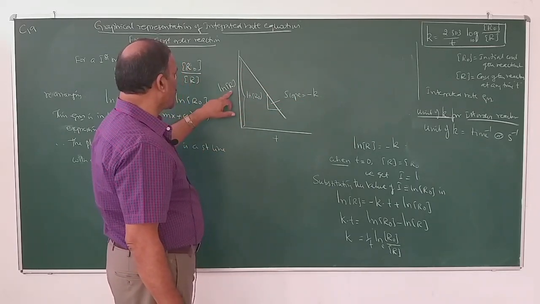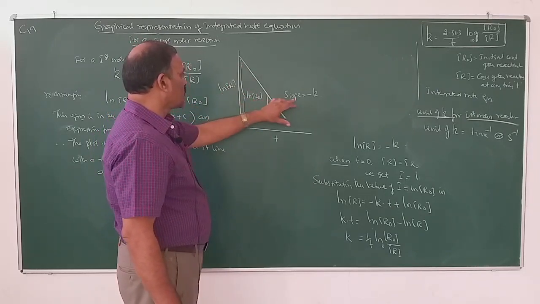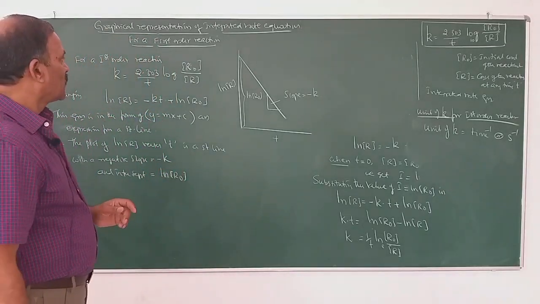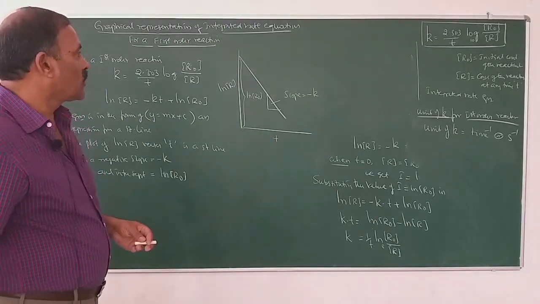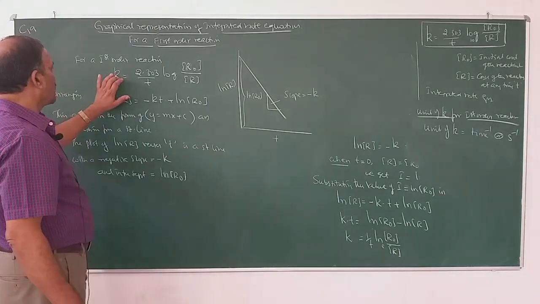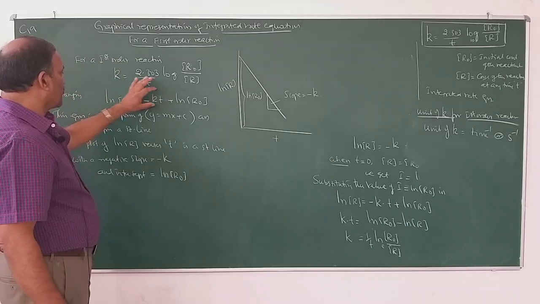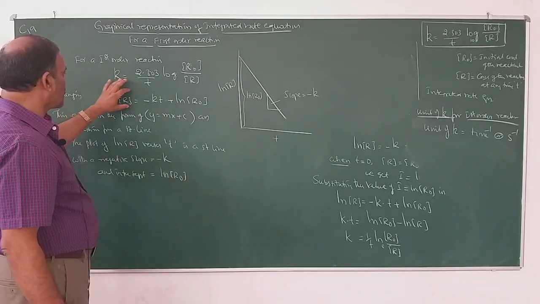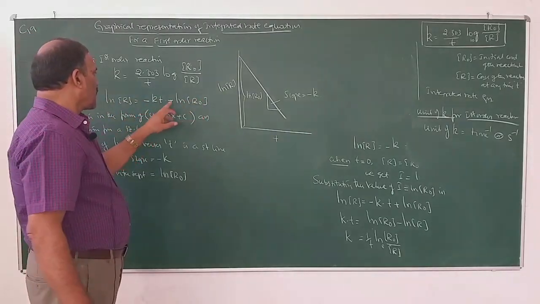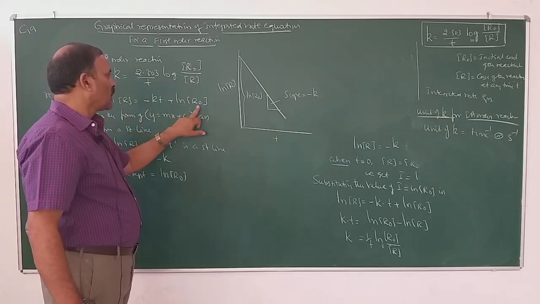For zero order reaction, R versus T, intercept is R naught and slope is equal to minus k. So this is how we can correlate between zero order reaction and first order reaction. So this is an integrated rate equation for first order reaction, in the form of a straight line. The plot of log R versus T is a straight line with negative slope. Slope is equal to minus k and intercept is equal to log R naught.